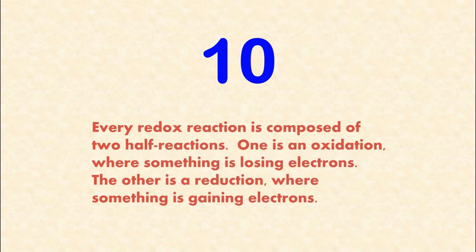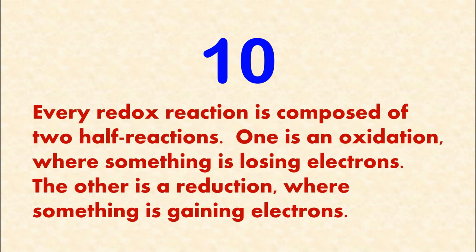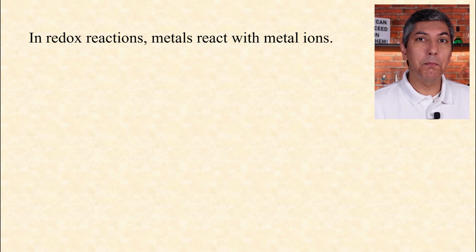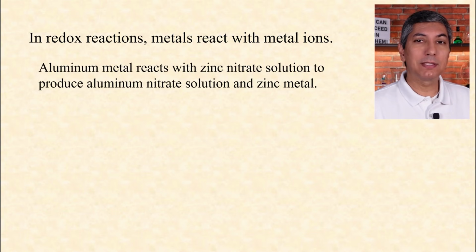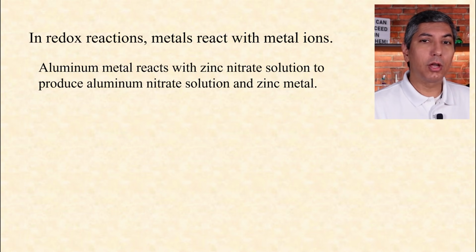Number 10. Every redox reaction is composed of 2 half reactions. One is an oxidation, where something is losing electrons. The other is a reduction, where something is gaining electrons. Generally speaking, in redox reactions, metals react with metal ions. For example, aluminum metal reacts with zinc nitrate solution to produce aluminum nitrate solution and zinc metal.